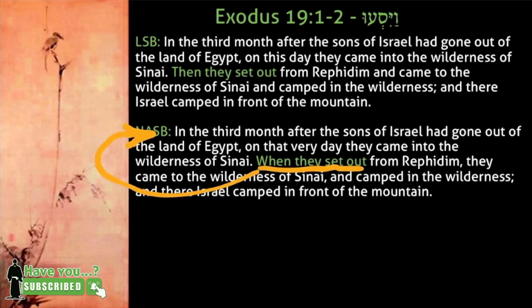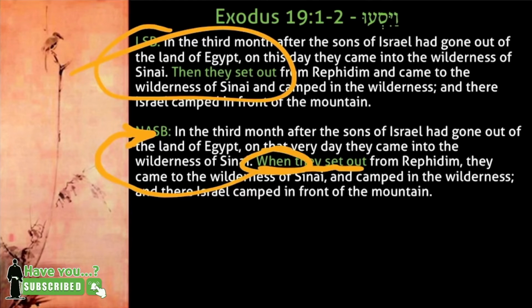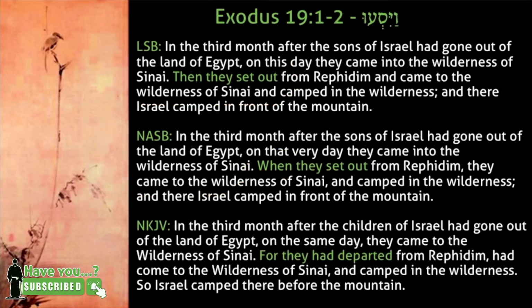So Legacy Standard is saying they did this and then they set out and came there again. You have it happening twice up here in the Legacy Standard. In the New American Standard, it uses this word when to translate the verb. And then when you compare that to the New King James Version, the King James does as well. The New King James is just a little clearer in English, modern English.